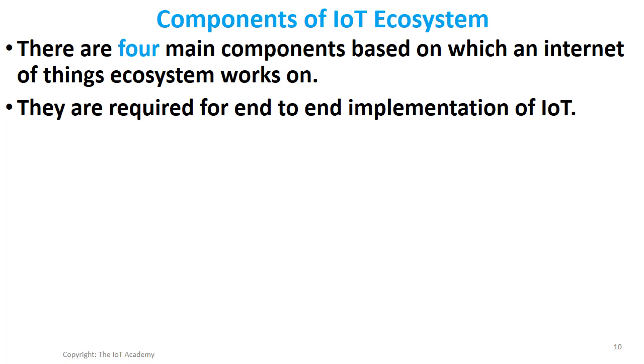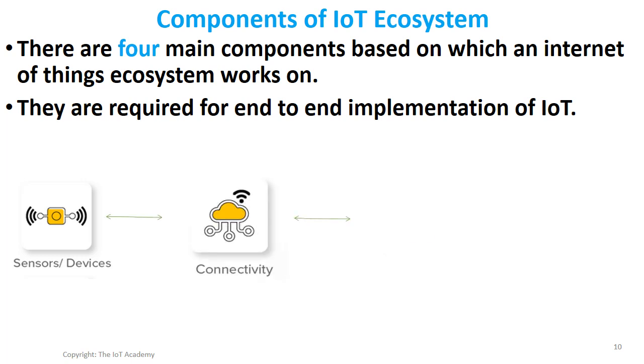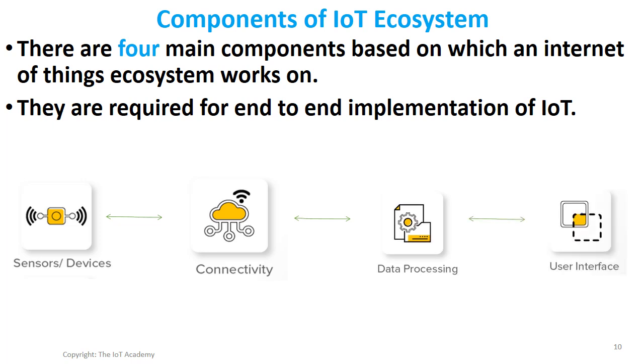Now we will discuss the components of the IoT ecosystem. There are four main components on which an Internet of Things ecosystem works. They are required for end-to-end implementation of IoT. The first component is sensors and devices. The second component is connectivity. The third component is data processing. And the fourth one is the user interface. We will discuss each and every component separately.